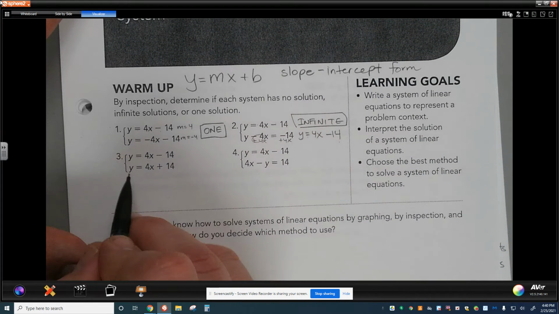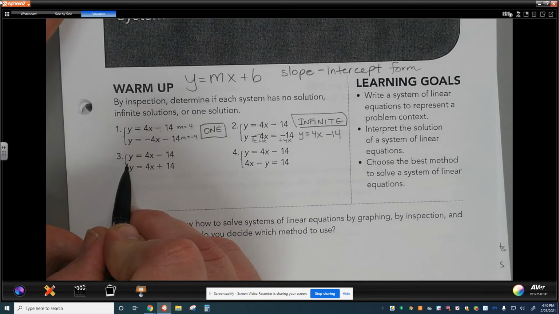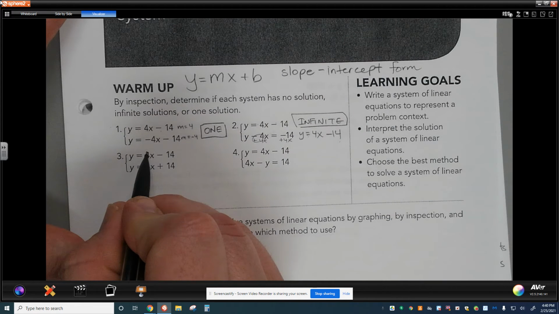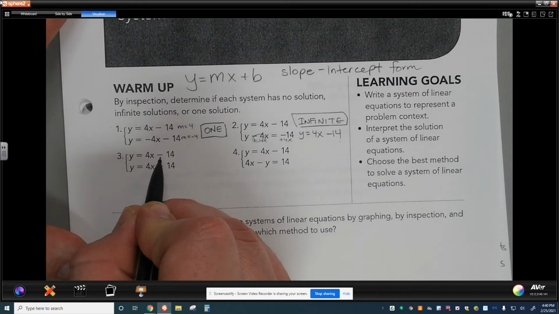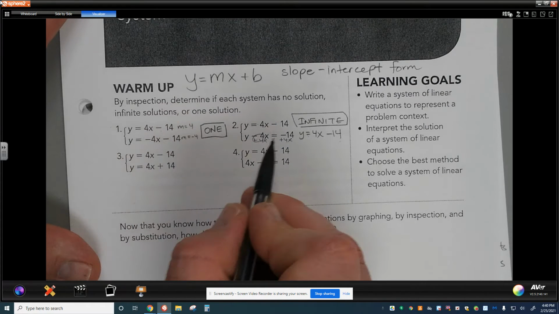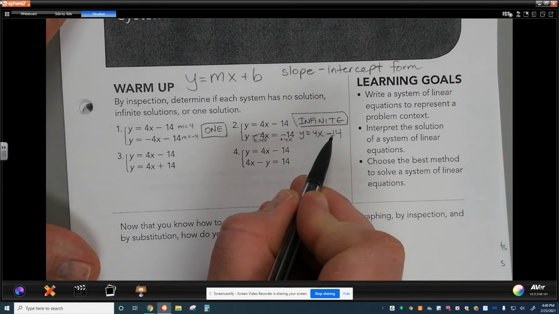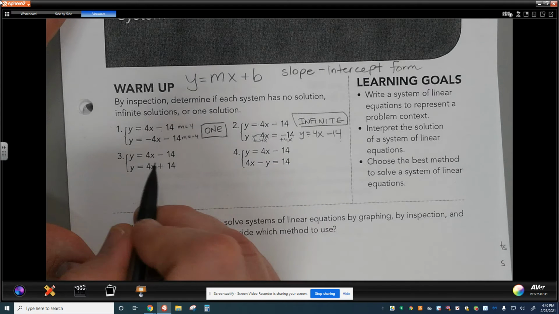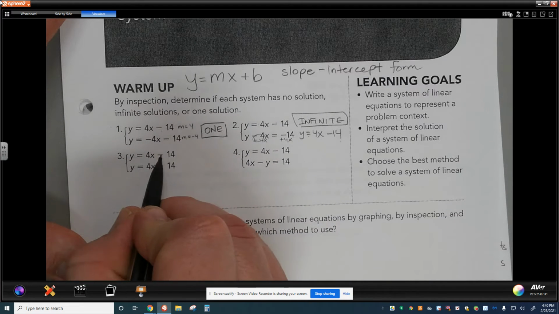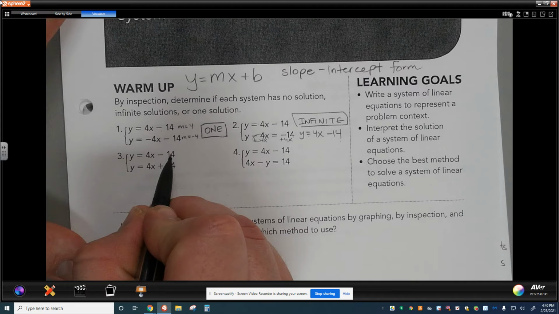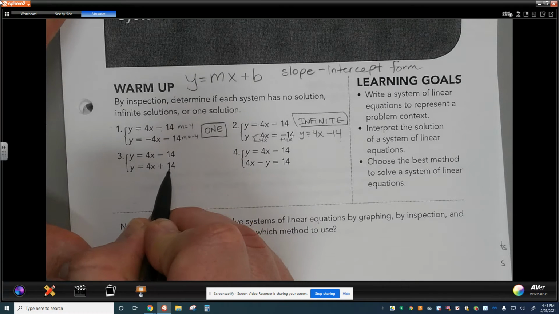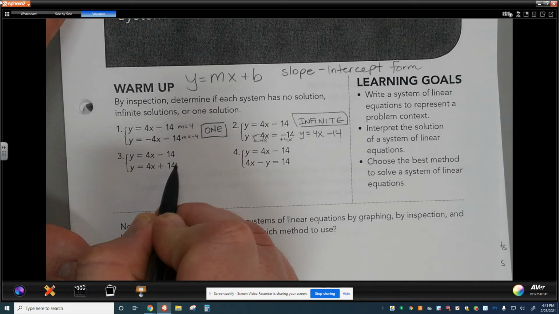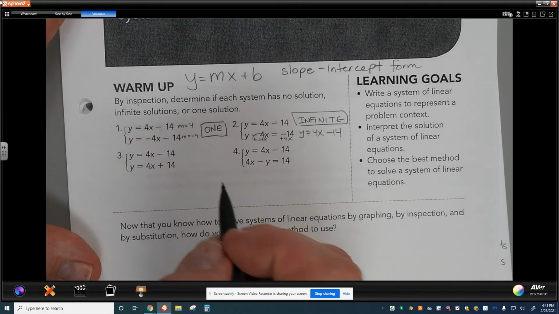Now on the other side of that, number 3, we see something similar, but something different. We see that the slopes are already equal to each other, 4 and 4, but when we look at these y-intercepts, in the previous one we saw minus 14 for both equations, but now we have a minus 14 and a plus 14. That means that these lines are parallel, and this first one is crossing the y-axis at negative 14, while this other one on the bottom is crossing it at positive 14, so much, much higher on the graph.